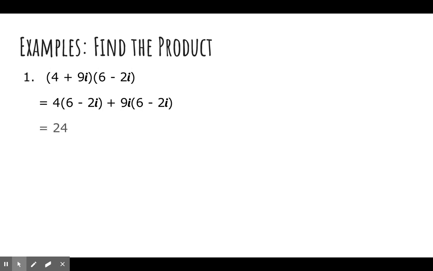4 times 6 is 24. 4 times -2i is -8i. 9i times 6 is 54i. And 9i times -2i is -18i squared. Notice that the i acts just like a variable. When we multiply, we treat it like a variable, like any other problem when you multiply.